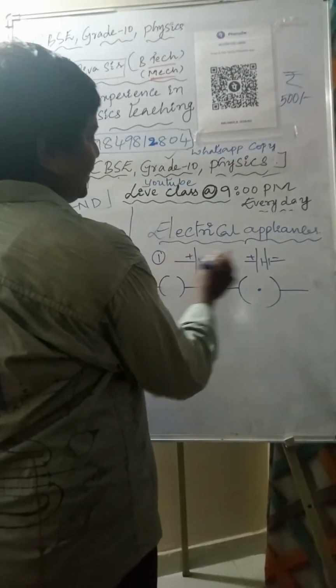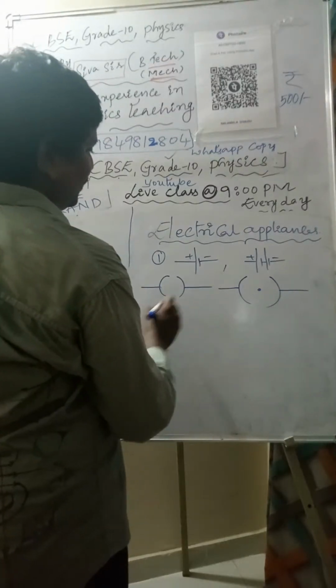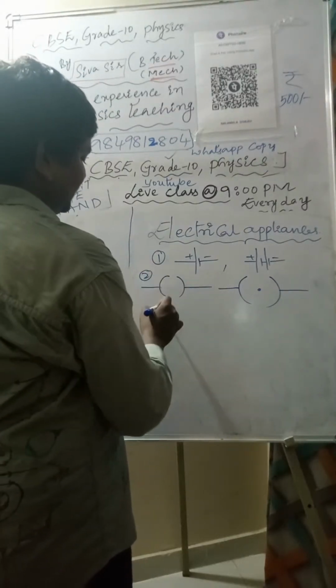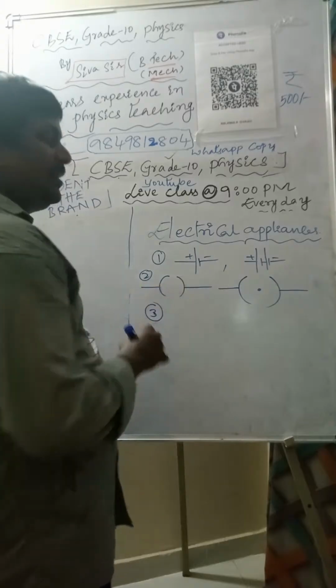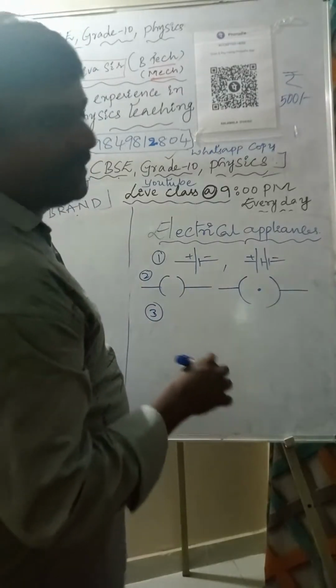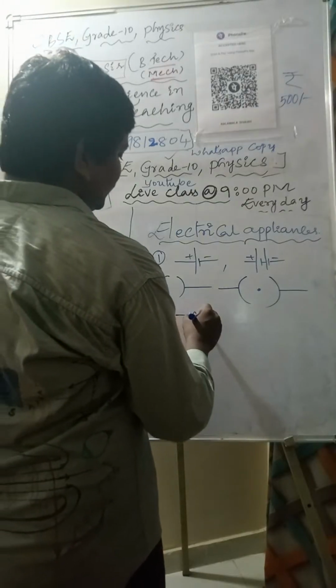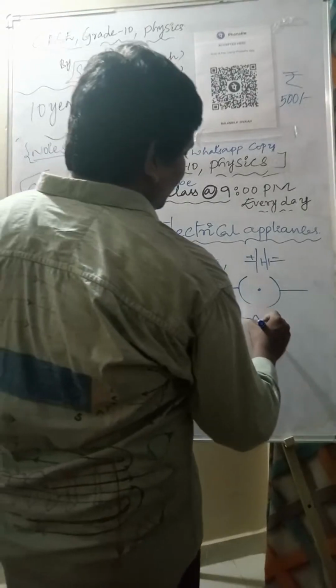So here, first one, open switch, closed switch. And next one we are going to the rheostat.